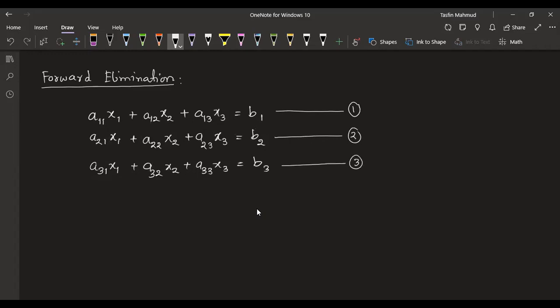For the first case, we will call the first equation the pivot equation. Pivot actually means the center, or something around which everything rotates.